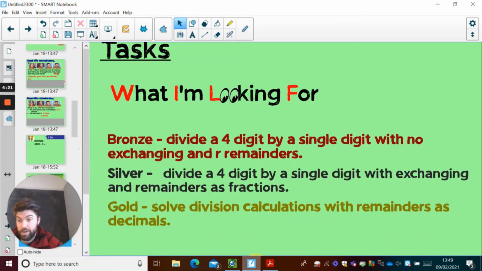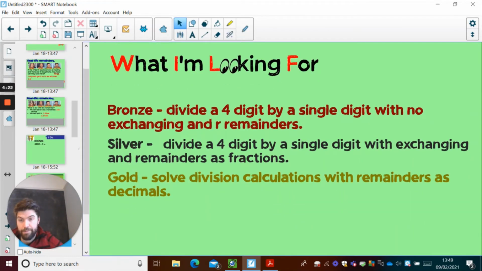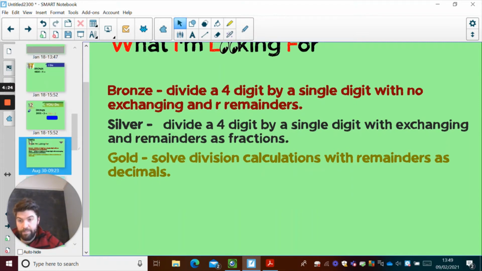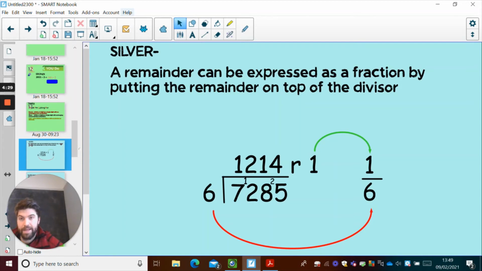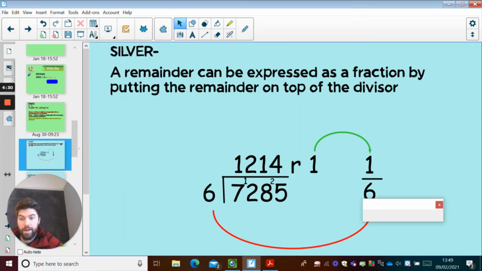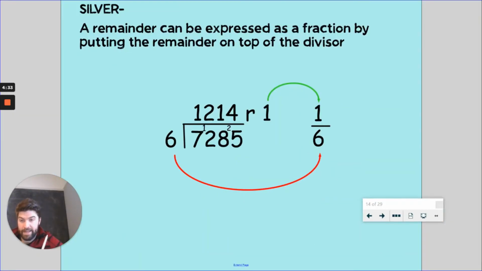Right, silver and gold work the same way, but we're going to use a different skill today. So you can't do the silver yet. There's no point trying to do the silver, no point trying to do the gold because we haven't looked at it yet. Silver, we're going to use our remainder expressed as a fraction. To do this, we put the remainder that we found on the top and the divisor on the bottom. Our remainder becomes the numerator, our denominator is the divisor.